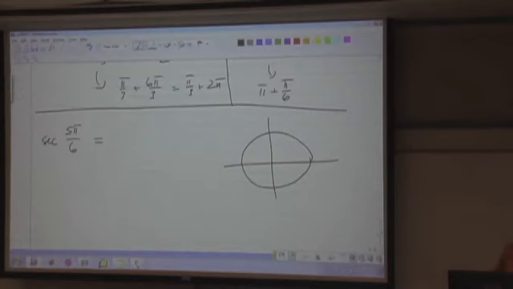So now coming back here. Where is 5 pi over 6? Quadrant 2, right here. This angle is pi over 6. Does that make sense? Yes? Okay. So then what is secant of 5 pi over 6?